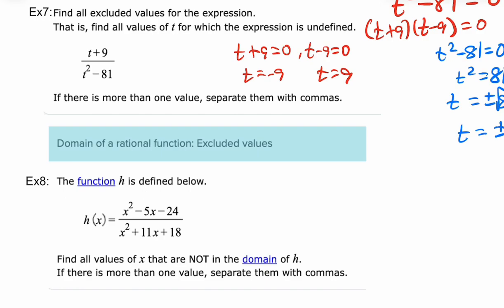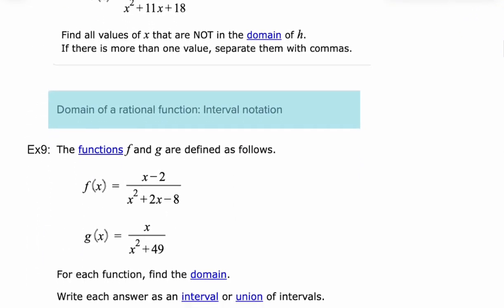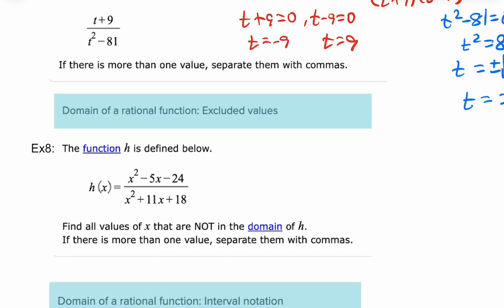Now, I'm going to tell you what the domain is in a minute, okay? But they did not say to tell you the domain. I think the next one does. Yeah, okay. We're going to do the exact same thing. We're going to set the denominator equal to 0. If it's a factorable quantity, I would assume that's the way to go. If it's not a factorable quantity, please go ahead and use the quadratic formula. That's going to get you your 2 values that are excluded.